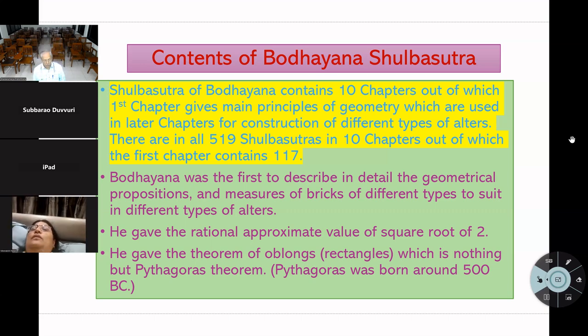Now, he gave what is called the theorem of oblongs or rectangles. He gave it in the form of a rectangle. This Pythagoras theorem, usually we write in terms of a right angle triangle. But Bodhayana states it in the form of a rectangle or oblong. So he says that you take the diagonal of the rectangle and its square is equal to the sum of the squares of the other two sides. In a different way he says it.